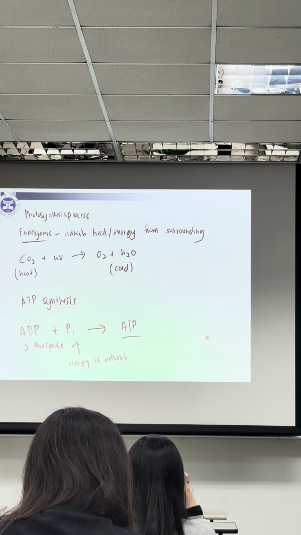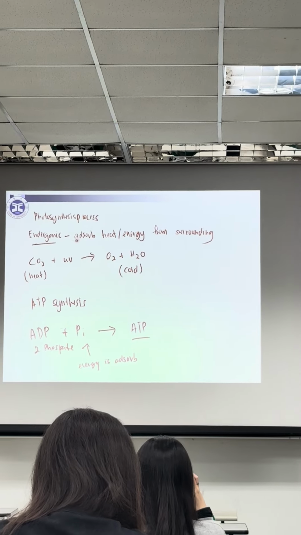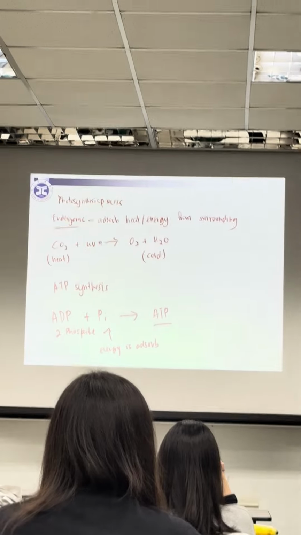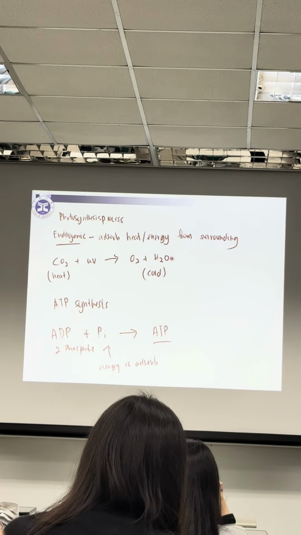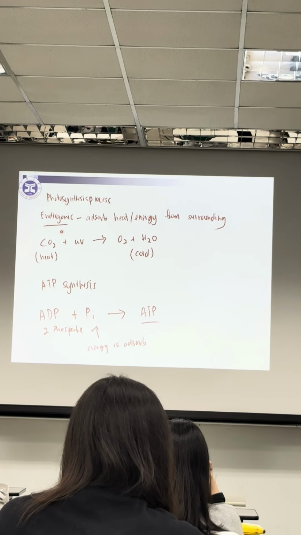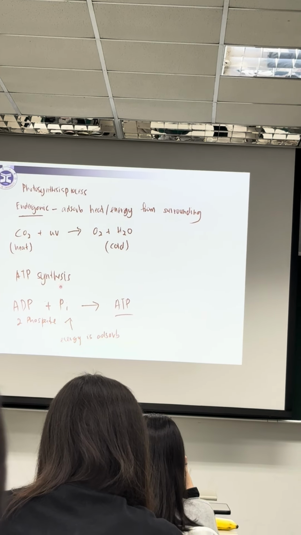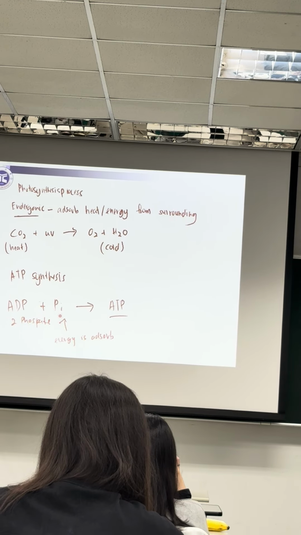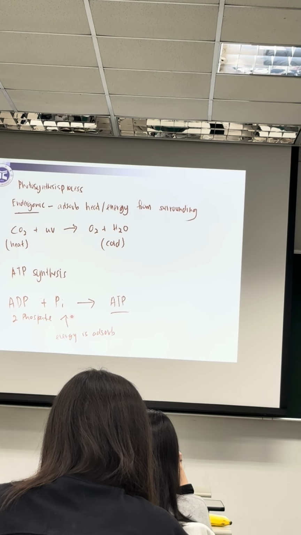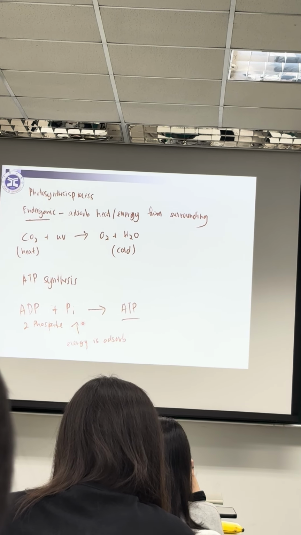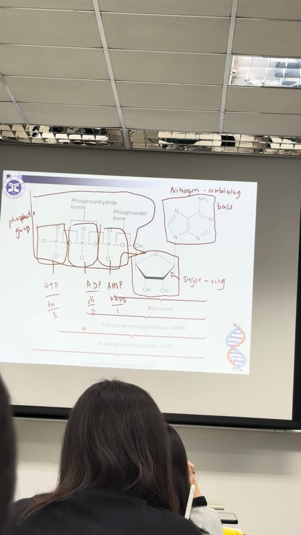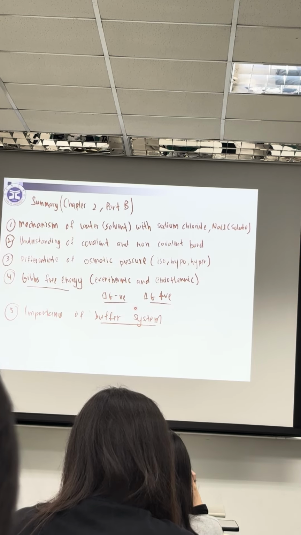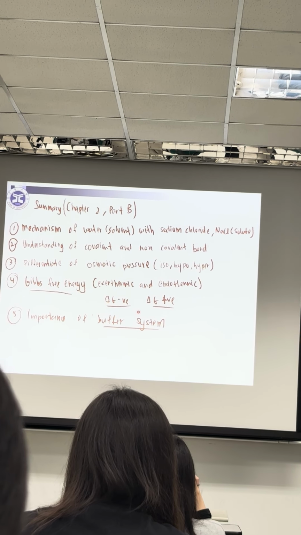The one that we discussed before, the photosynthesis process, carbon dioxide with UV to get oxygen and water. This is an endergonic process. ATP synthesis, the reverse process to get back ATP, where energy is absorbed, is also an endergonic process. So I think these are all the things that you need to take note of that will be covered for this.